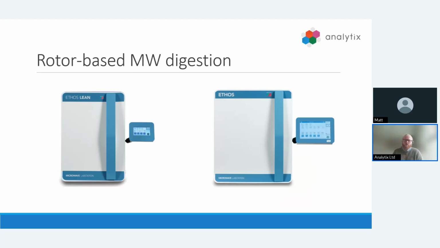Starting with rotor-based systems, we have the brand new models of the ETHOS and the ETHOS Lean. Both these systems offer the same benefits of closed vessel digestion, with the Lean being a more compact system with a smaller scale of throughput.